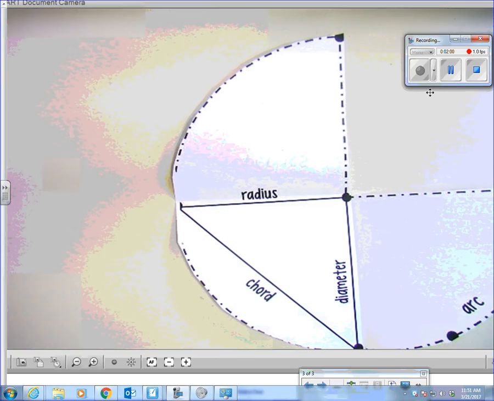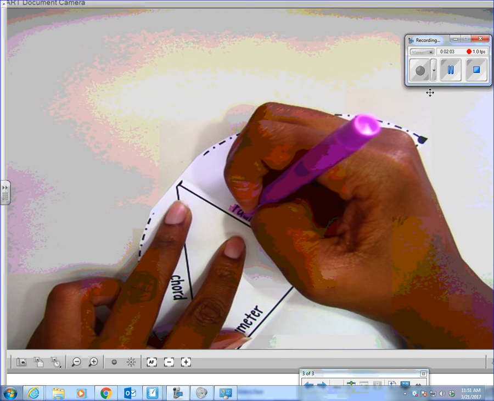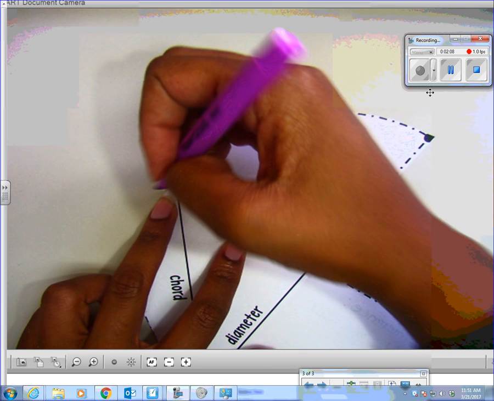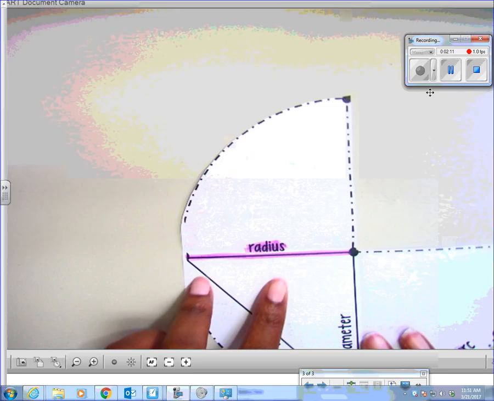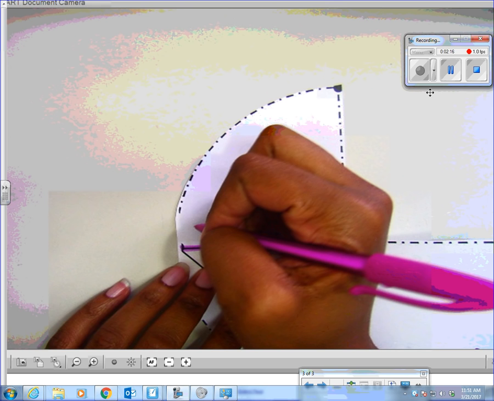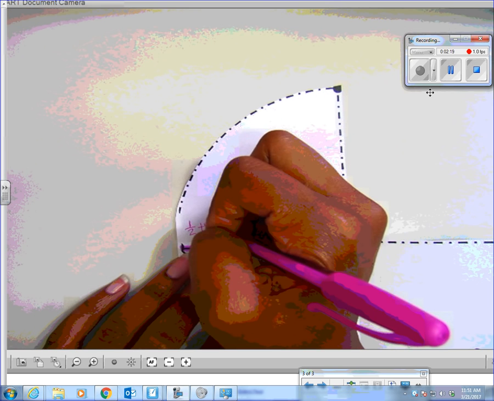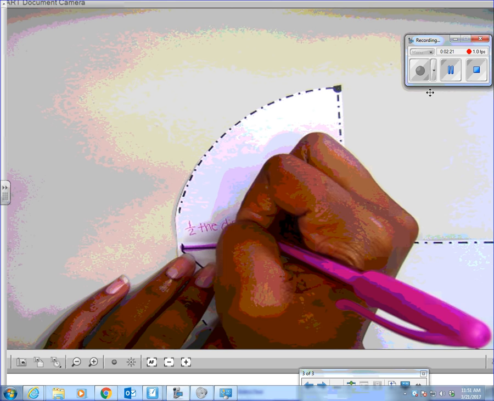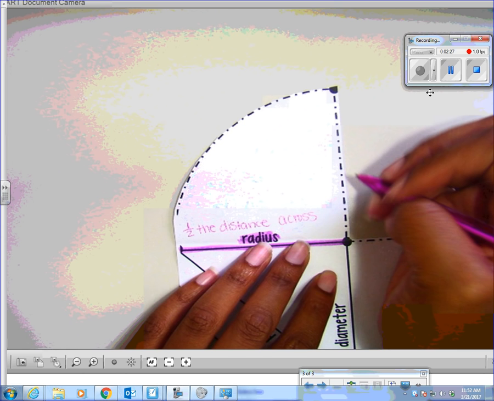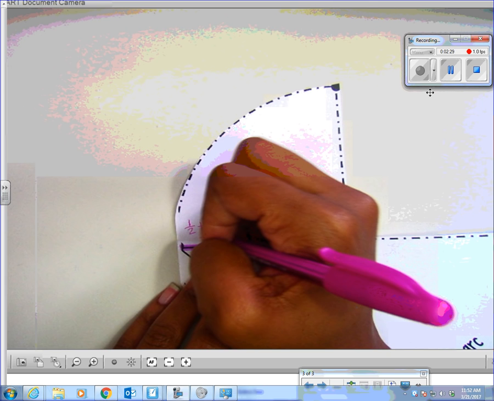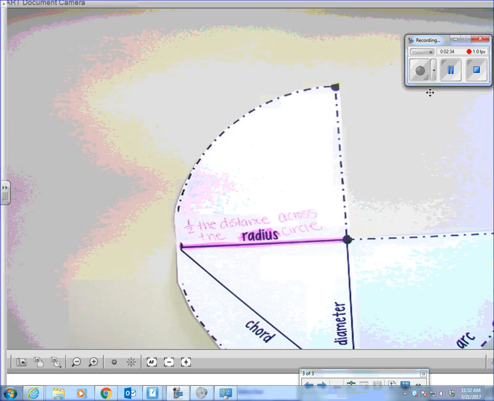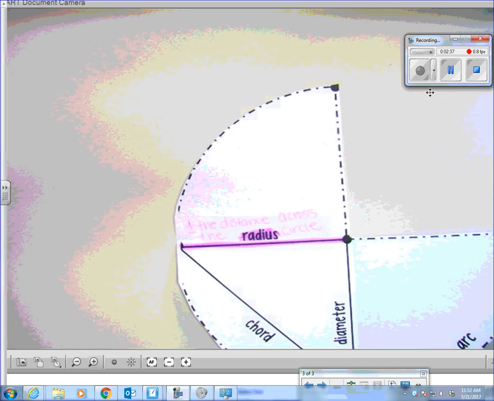So these two you should be very familiar with. The radius, I'm going to go ahead and just highlight that. It's this line here. And the radius is just half the distance across the circle. So it's half the distance across the circle.